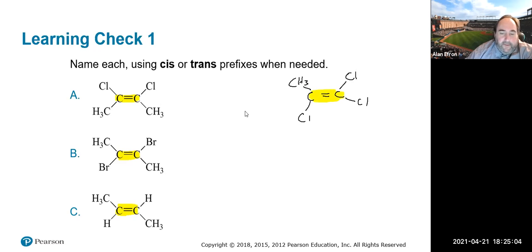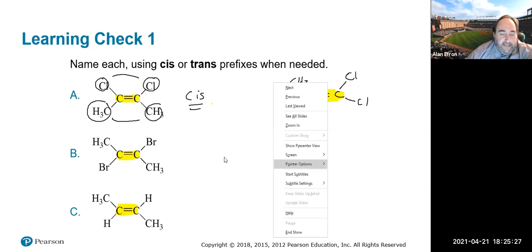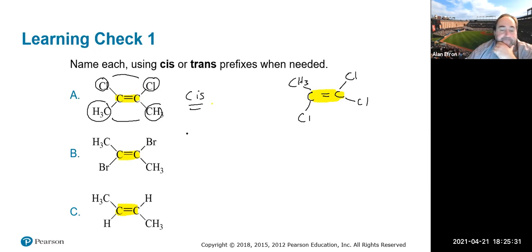All right, so looking at our double bond here, first off, we want to make sure this group and this group are different. This group and this group are different. And there are two groups that are the same. You could either look at the chlorines, which are on the same side, or the methyl groups, which are on the same side. They're both on the same side, which means that this guy here should be our cis isomer. Any questions on that one?